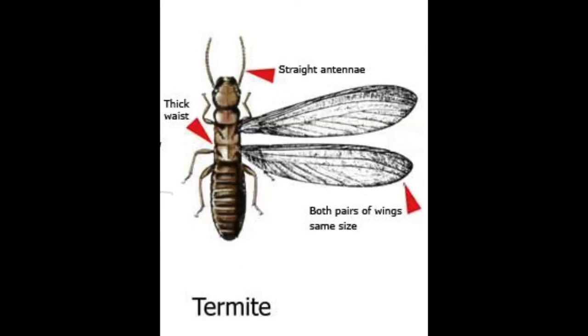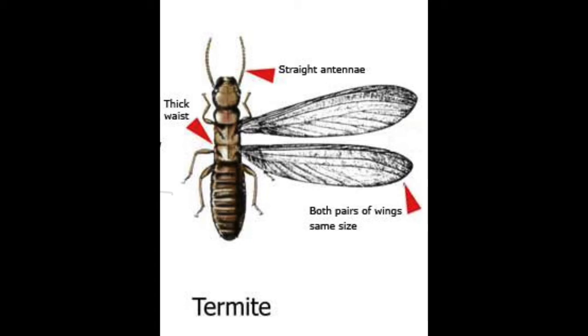Okay, now let's take a look at a termite. The termite's antenna, as you can see, is straight. It is not elbowed, and the waist is thick. Now, the termite is an insect, so it does have three body regions: a head, a thorax, and an abdomen. However, because the thorax and the abdomen are so wide, it's hard to distinguish between them. There's no gap in between them.